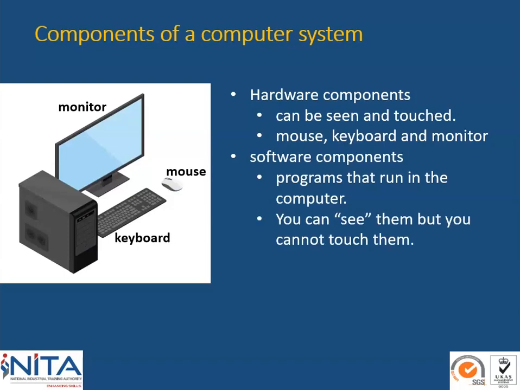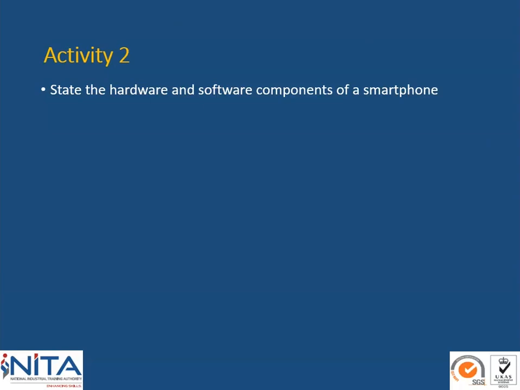For example, when Jen is typing the application letter, she uses a software called a word processor. If she were to send the letter via email, she will use a software called a browser. You will learn more on softwares in a future lesson. Now that you have an idea of what software and hardware is, state the hardware and software components of a smartphone.